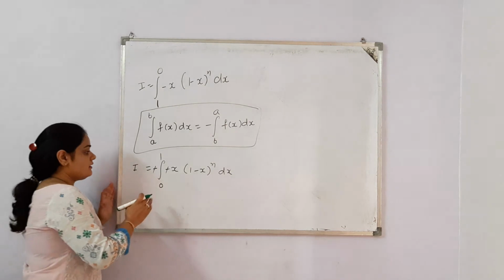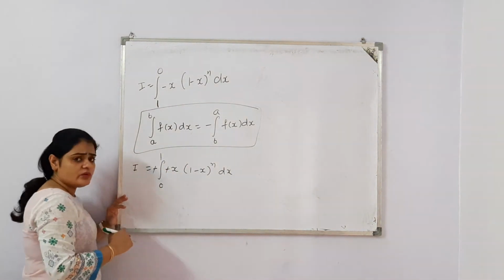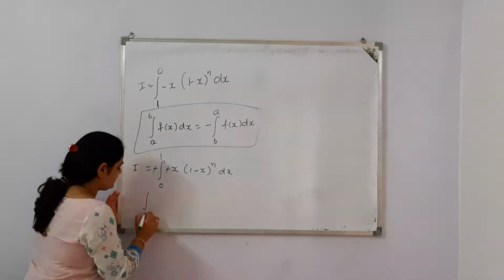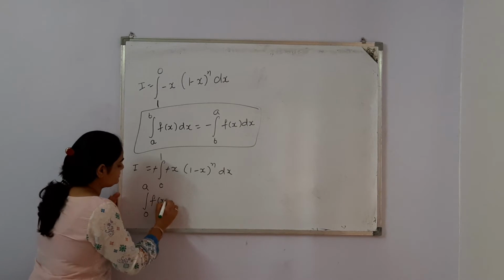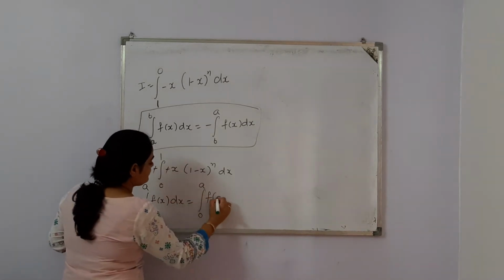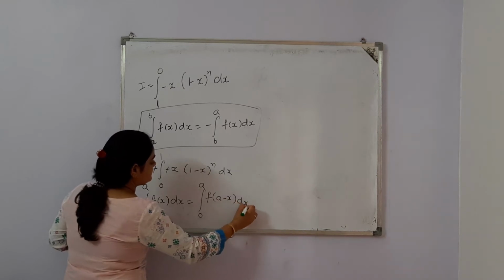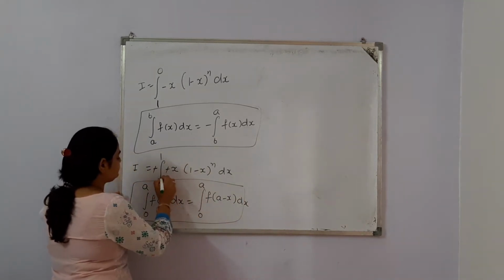So after that, what we are watching now, it is 0 to a. Now another property is applicable here. It is saying 0 to a f of x dx equals 0 to a f of a minus x dx. This property is also applicable here.